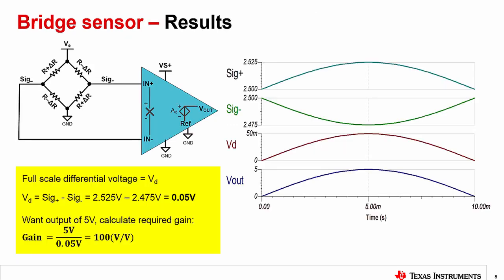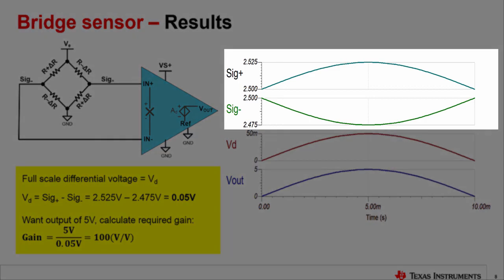Let's take an example where all resistive legs are 1 kiloohm elements and a sensitivity of 10 millivolts per volt is being used with a 5 volt excitation. The differential full-scale voltage in this case is 50 millivolts. We may want to amplify this voltage in order to utilize the full-scale range of the ADC. Therefore, if we want a full-scale output of 5 volts, we need a gain of 100 volts per volt.